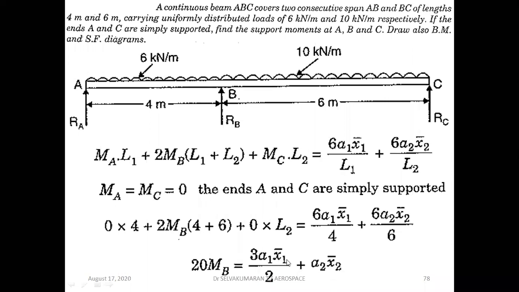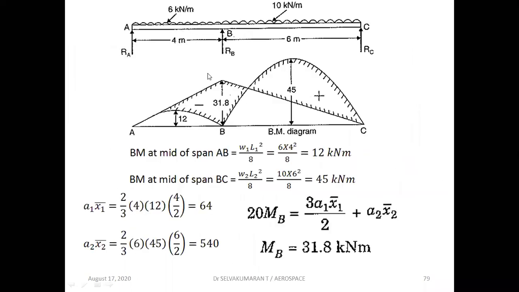How to find this A1 x1 bar and A2 x2 bar? We have to plot the bending moment diagram. You can see here this is UDL. If I consider AB span as an individual simply supported beam and calculate the bending moment at mid of AB, WL square by 8, W is 6 and L is 4, divided by 8. So 12 kilonewton meter is the bending moment. And the bending moment diagram is a parabola, so I have drawn a parabola. So this is the bending moment diagram due to vertical loads.